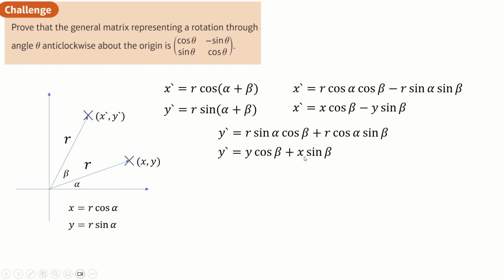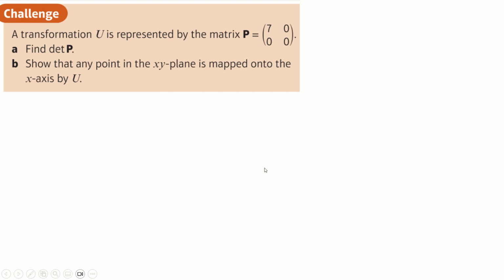But actually, you can form that into a matrix, and the matrix is just this, right? x' is x cos beta minus y sin beta, that's right there. And y' is sin beta times x, which is here, plus cos beta times y, which is here. And so this is the correct matrix to rotate by angle beta, and therefore this to rotate theta, I guess, anticlockwise about the origin. And so that's done. Quite a nice little question.